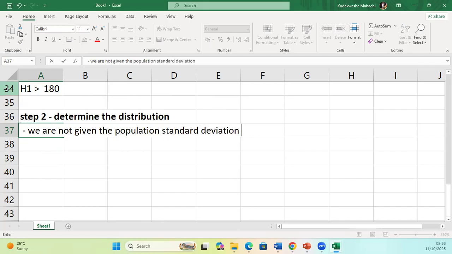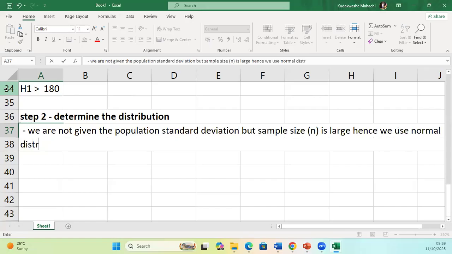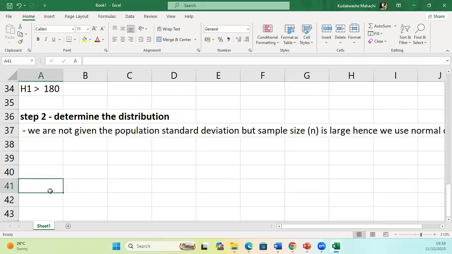We are not given the population standard deviation, but the sample size N is large. Hence we use the normal distribution. If N is large, we use the normal distribution. So we've determined the distribution. We are using the normal distribution.